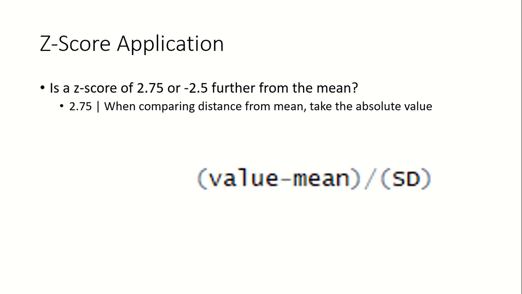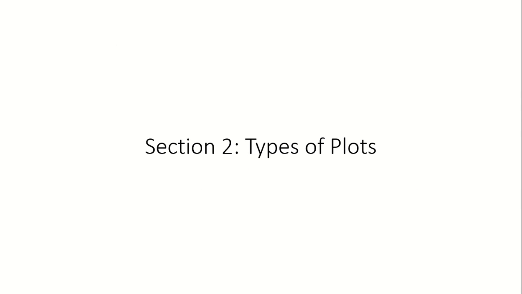It's important to use parentheses here, because if you don't include the parentheses around value and mean, R will divide the mean by standard deviation first, but you want to make sure it's computed in the correct order.